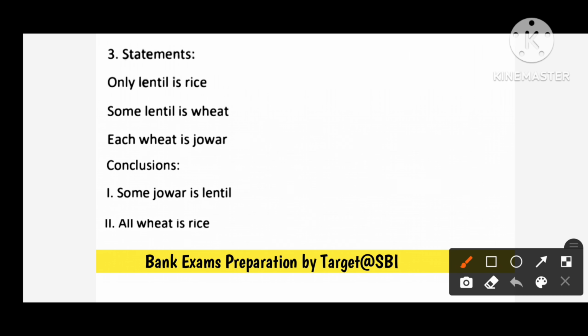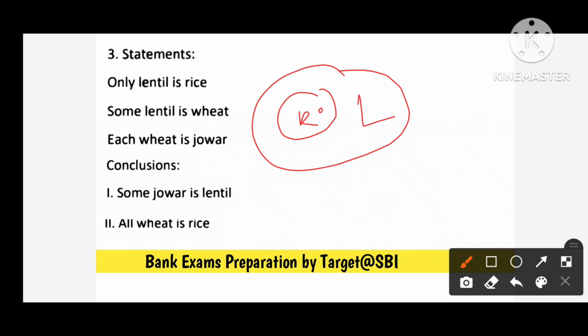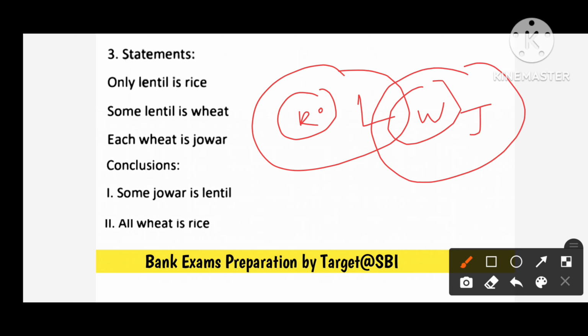Only lentils is rice, so rice doesn't share with anything except lentils. Some lentils is wheat. Each wheat is jowar, which means every wheat is jowar. Next one, conclusions. Some jowar is lentil. Jowar is sharing some part with lentil. Yes, it is true.